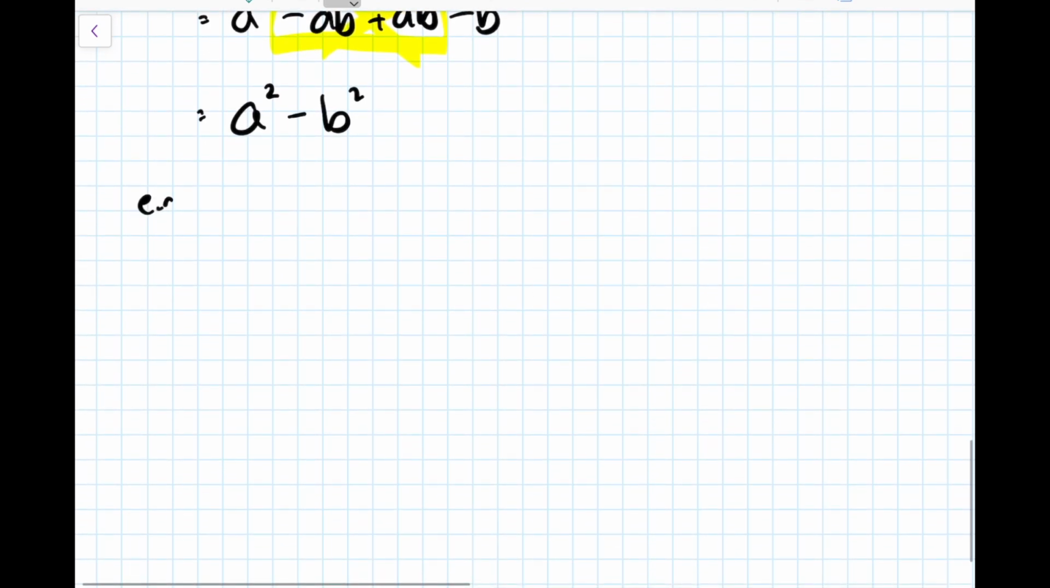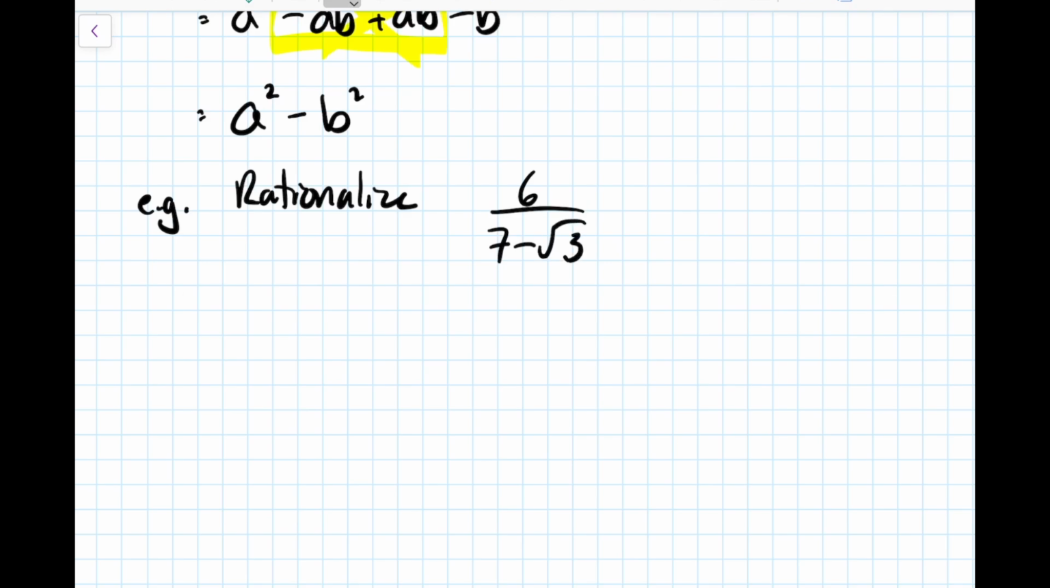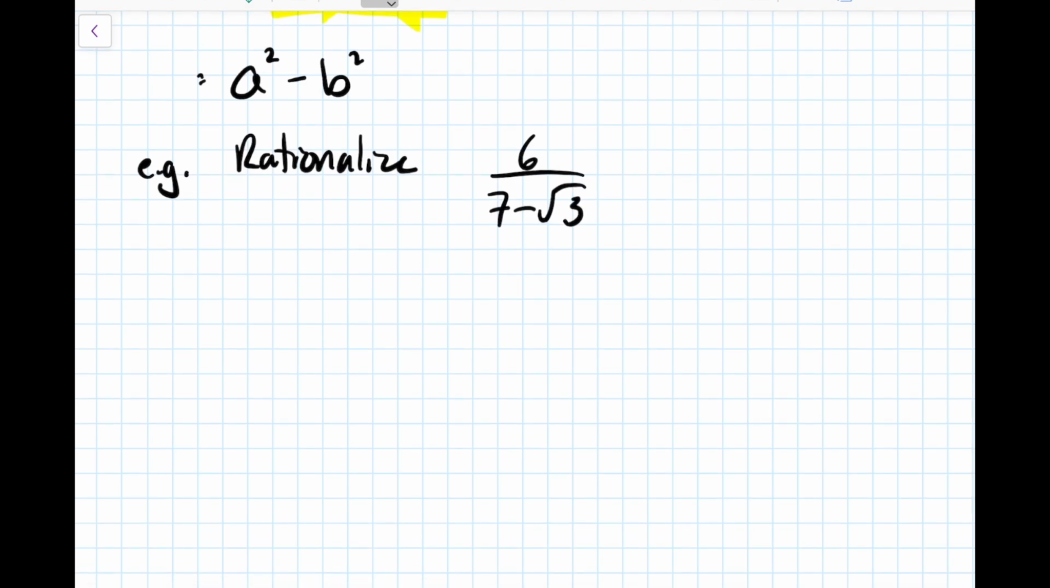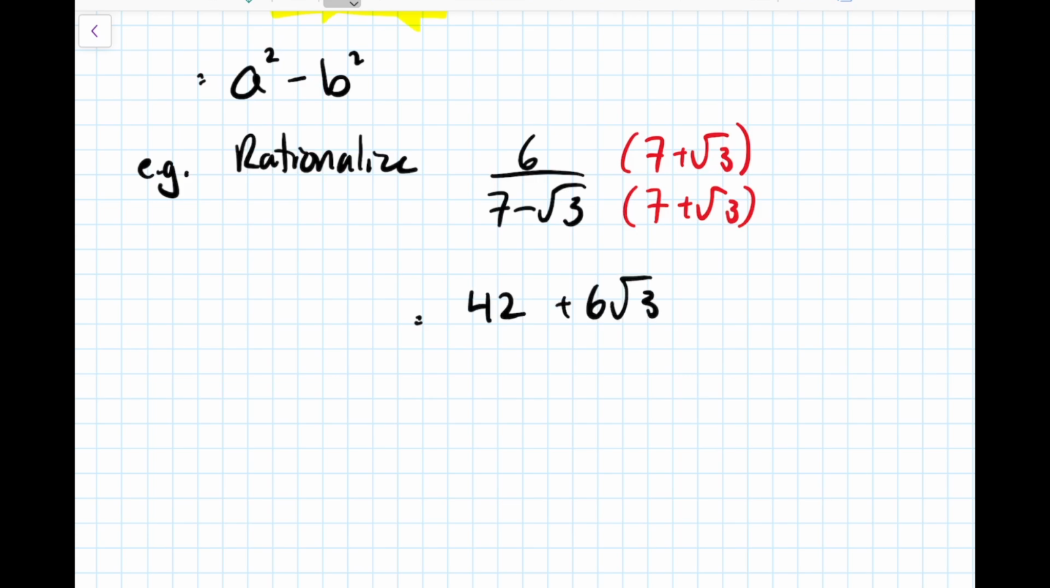So let's try this in action. We're going to rationalize 6 over 7 minus root 3. And so we're going to multiply the top and the bottom by our conjugate, which is 7 plus root 3. On the top, we can distribute. So 6 times 7 gets me 42, and 6 times root 3 gets me 6 root 3.